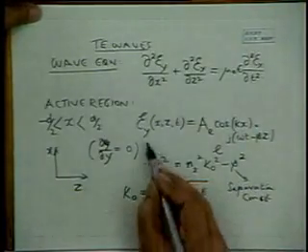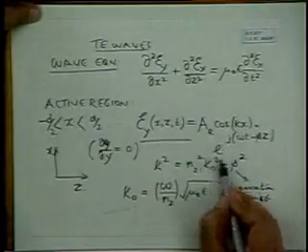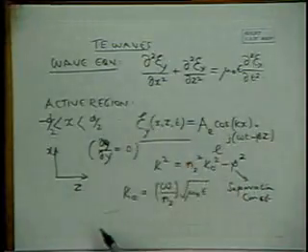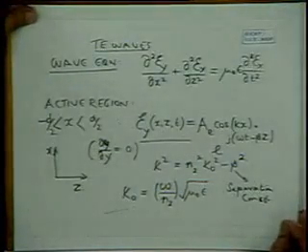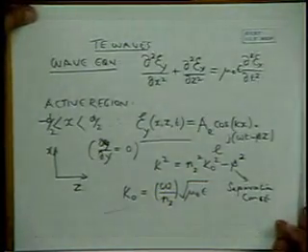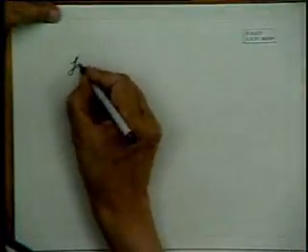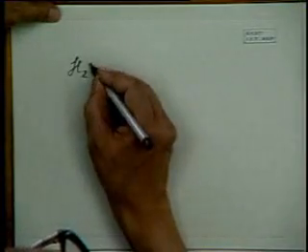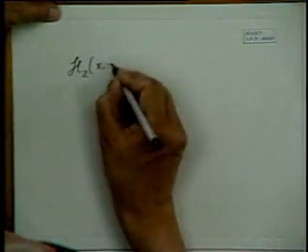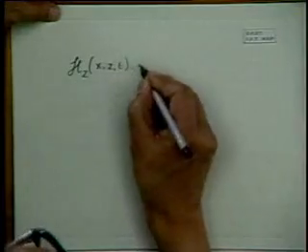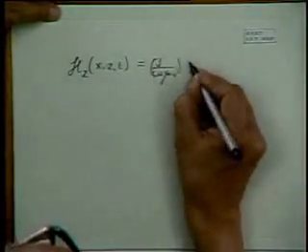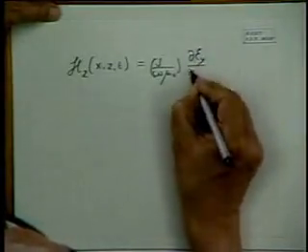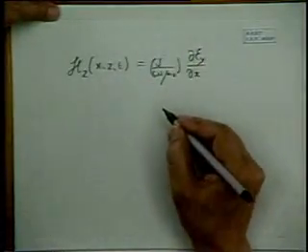Okay, so we assume that this is the solution for the electric field in the y direction. Ey is connected to Hz. So similarly, we have Hz of x, z, t, and it's just given by j over omega mu 0 into delta Ey by delta x. Okay? So if we know Ey, we know Hz.